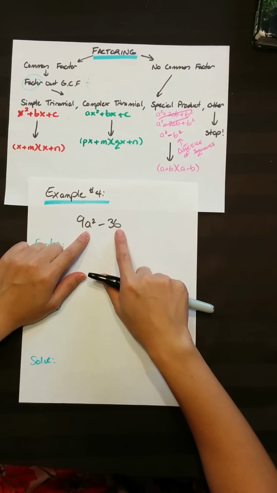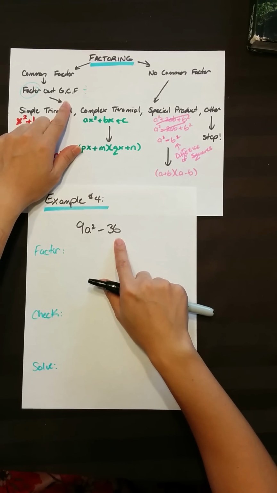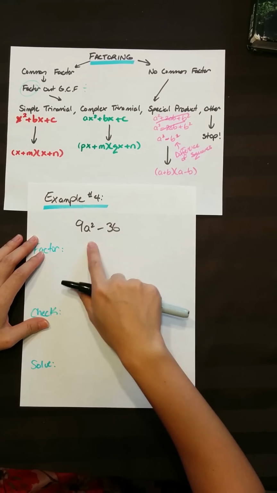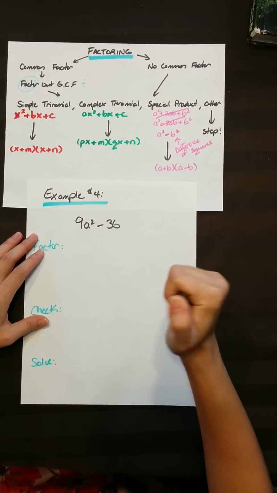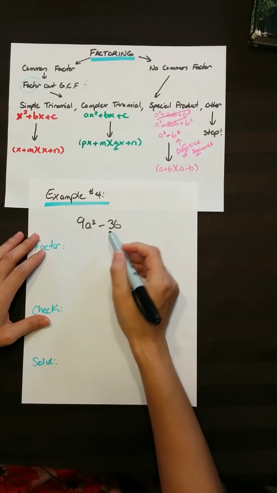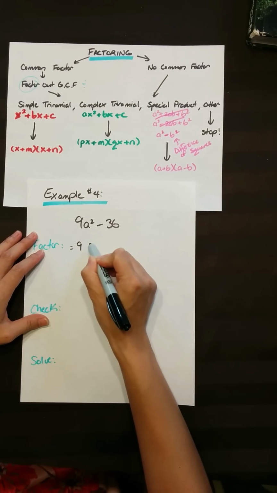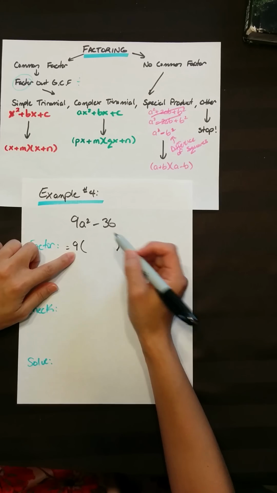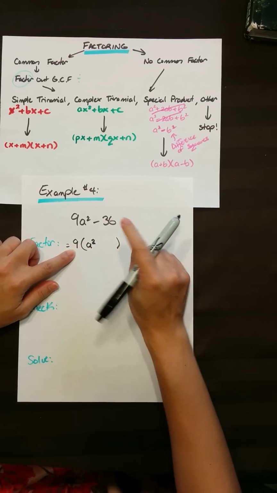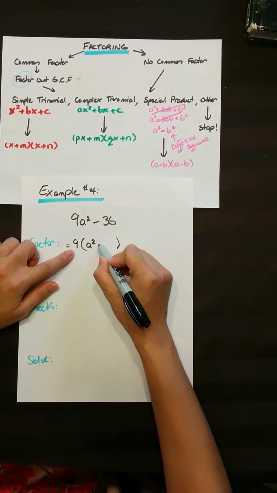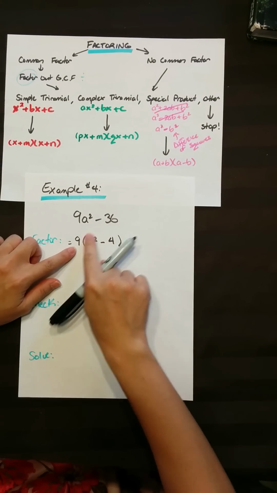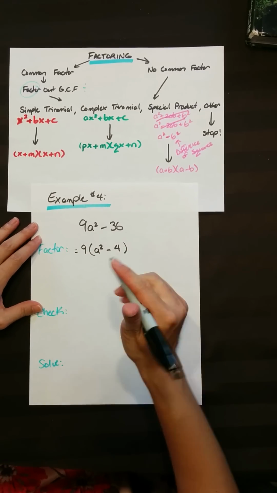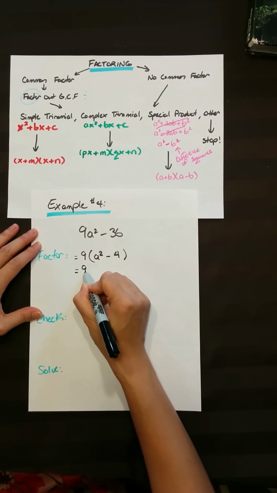Okay, now before I break it down into these two brackets, I notice that I can take out a GCF, greatest common factor. Both of these can be divided by 9. So what I'm going to do first is divide both of them by 9, so factor out a 9. From this term, once it's divided by 9, I get a squared. And this one divided by 9 is minus 4. So you see that the difference of squares is still there, and we're going to break it down now.